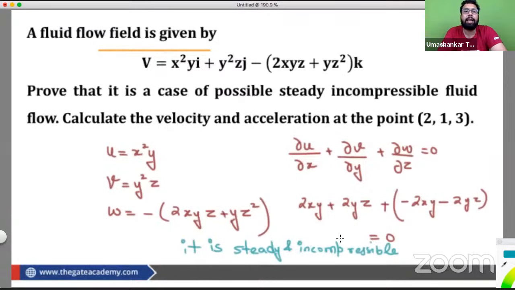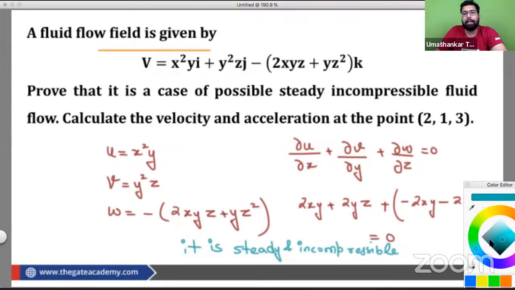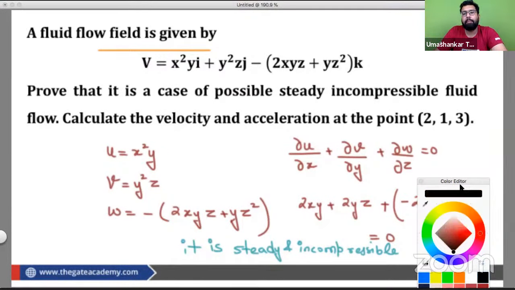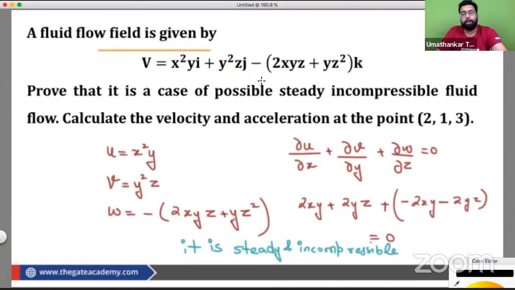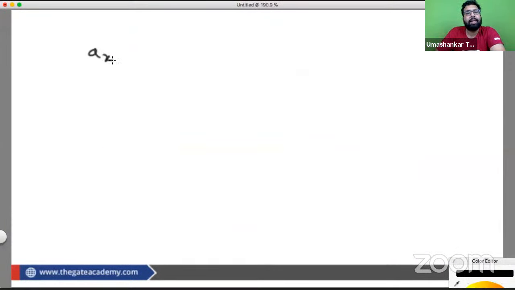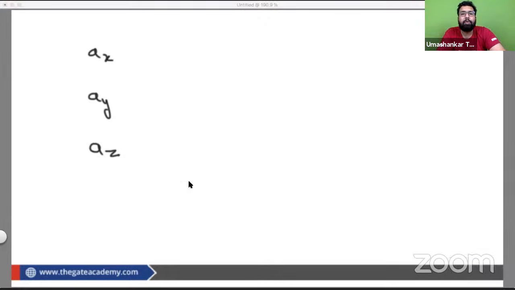Now we have to find the acceleration at the point 2, 1, 3. What is this point representing? These are the coordinates of x, y, and z. So what can be done here, beta? First of all, we have to find AX, then we have to find AY, then we have to find AZ. Are you getting my point, beta?